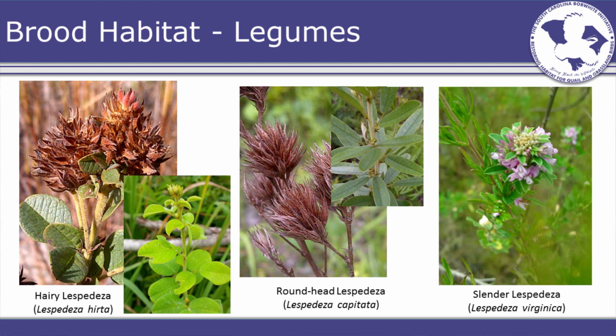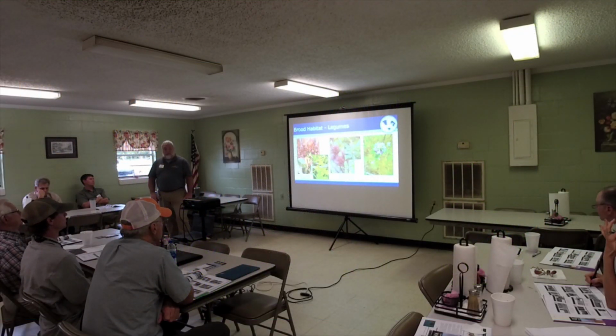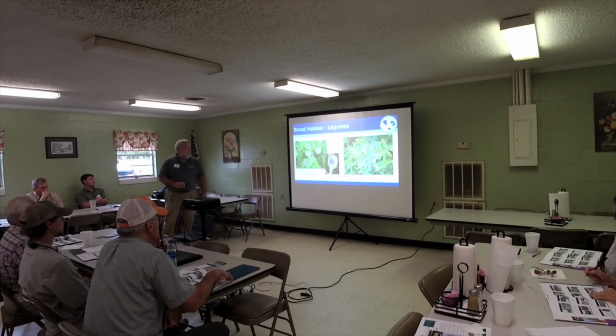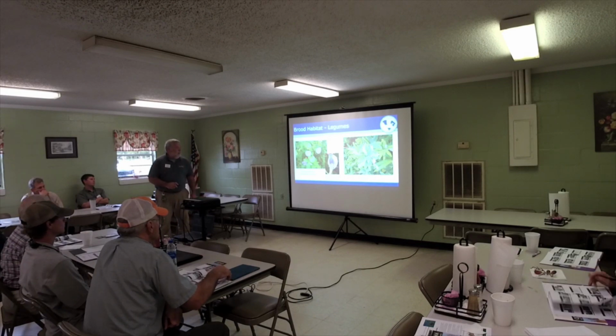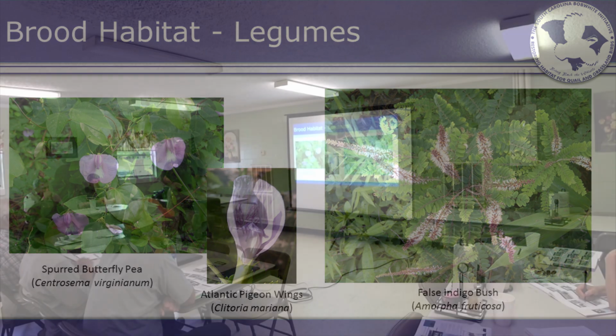So these do form sporadic thickets. If you seed it, you can get a little denser stand, but it does mimic a lot of the qualities of bicolor Lespedeza without the problems of escaping and displacing other native species. The spurred butterfly pea and Atlantic pigeon wings, these are vining legumes that do produce seed, valuable for wildlife. False indigo bush, you don't see a lot of that around, but it is a prolific seed producer when it does flower.